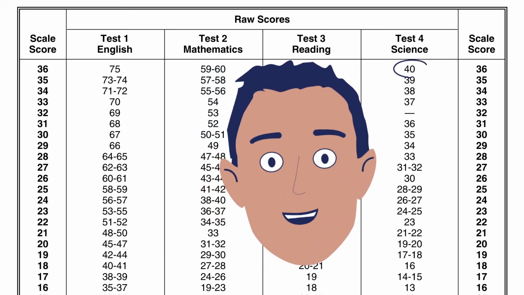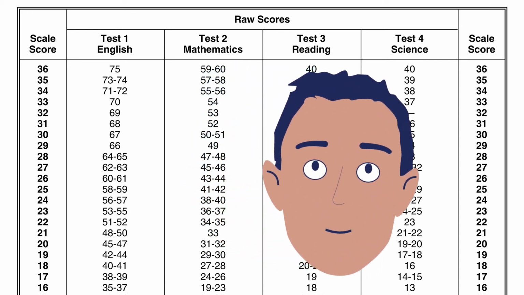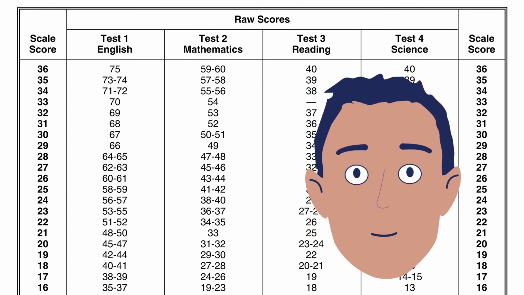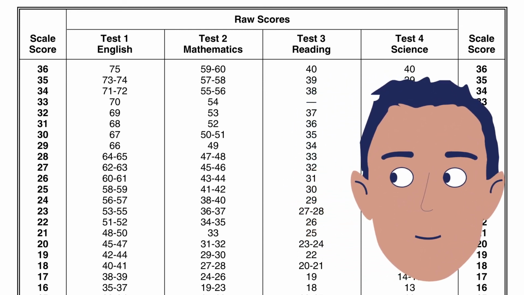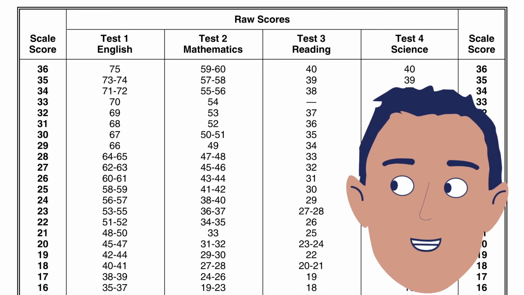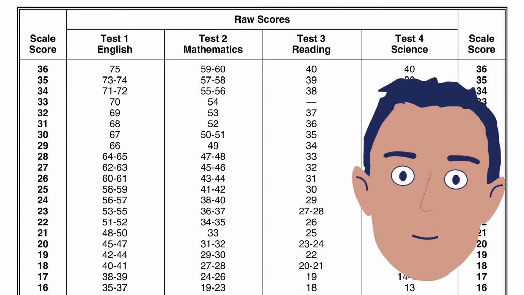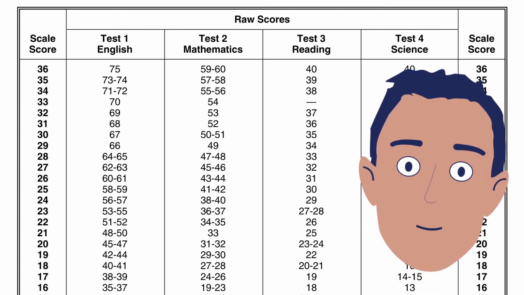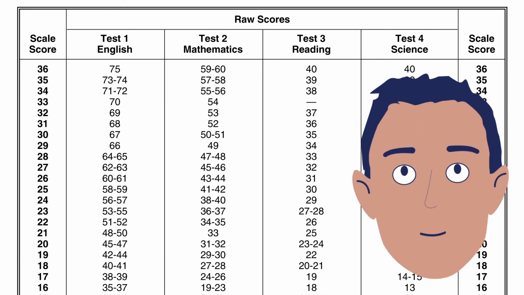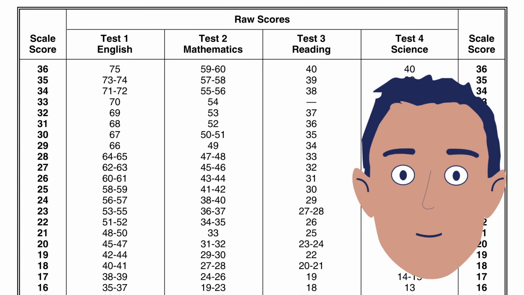And lastly, let's say we just knocked the science section out of the park and we got all 40 questions right. Sure enough, you guessed it, we got a 36 on the science section. So if you go through there, you are going to be able to score any of your ACT sections on your own, making your life easy.